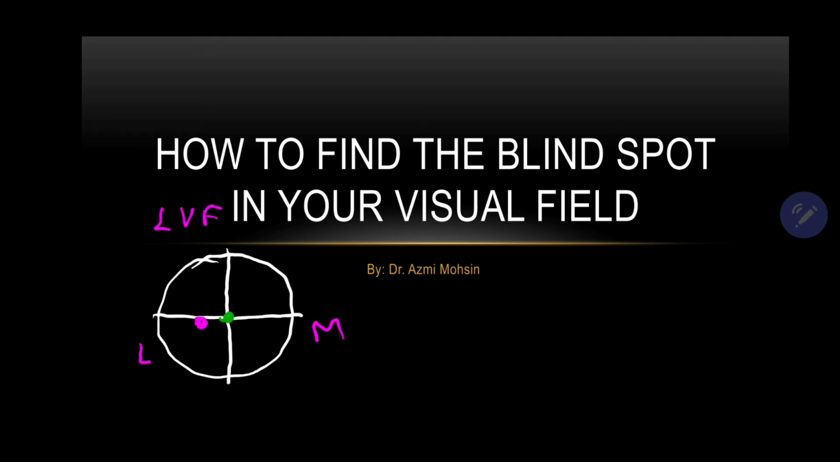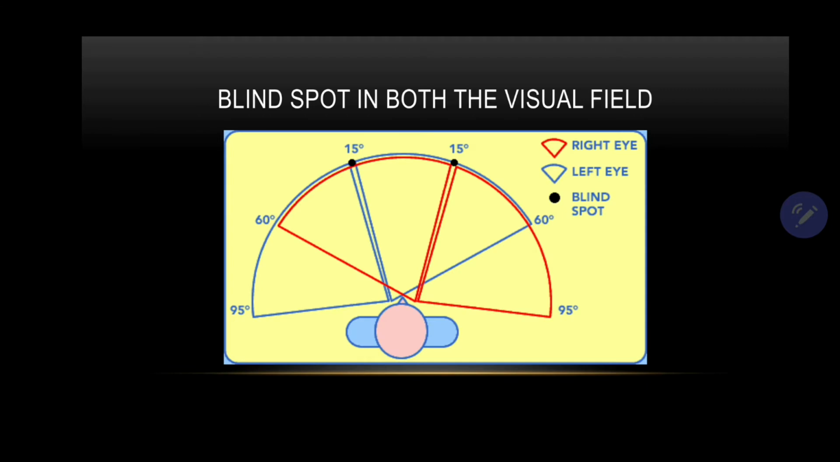Okay, so now let's move to the next slide. Now here they have shown the blind spot in both visual fields. First of all, understanding the blind spot in both the visual fields, let's discuss the visual fields. They've shown a color coded thing. You have binocular vision. For the right eye, they are showing this much portion as the right visual field, and the blue color code is the left visual field.